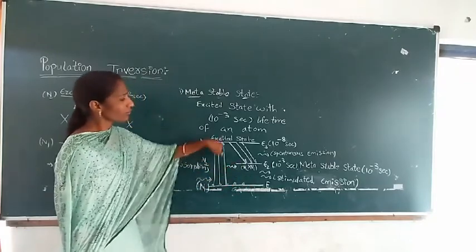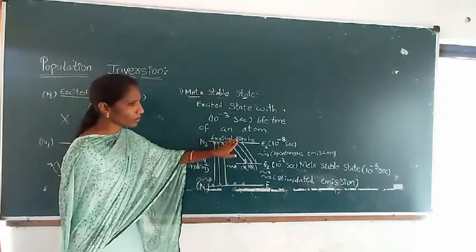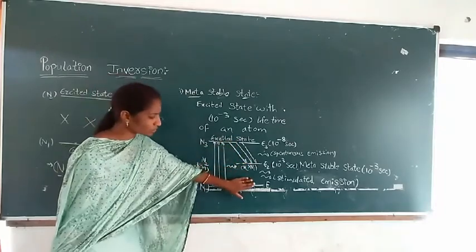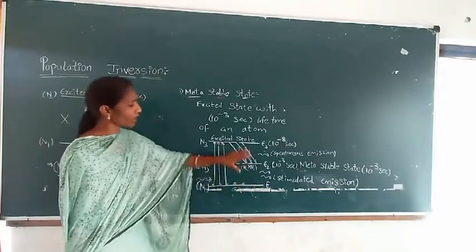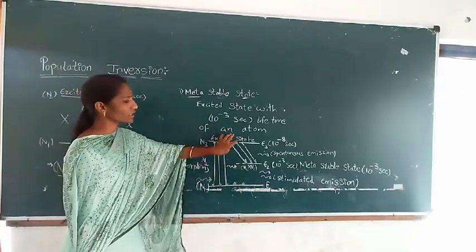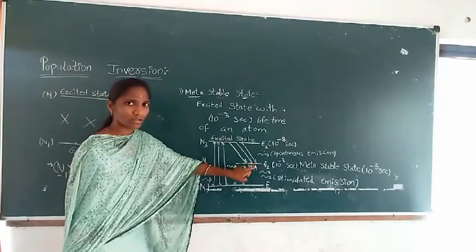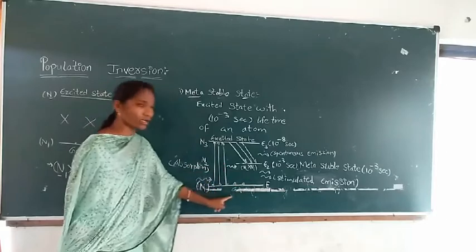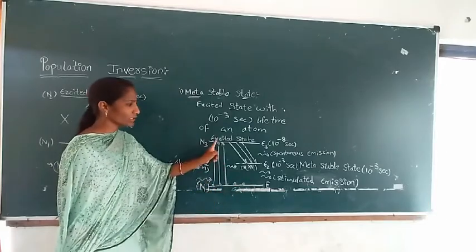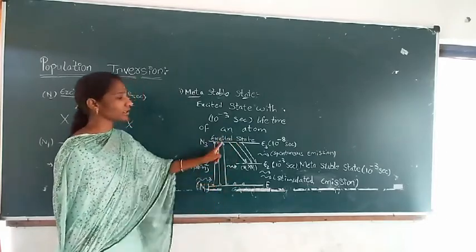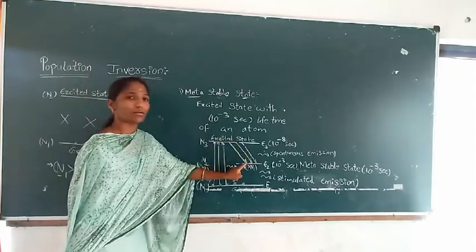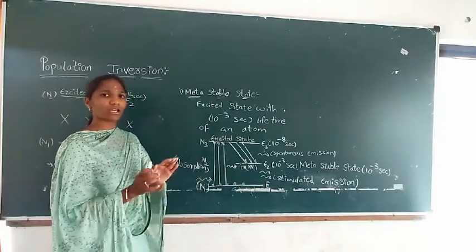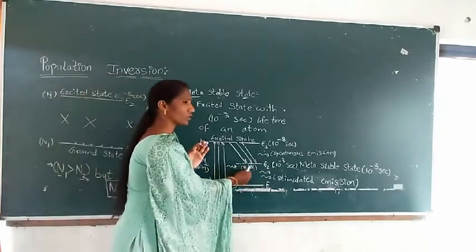Again, from the excited state, all the molecules are going to reach the metastable state. What happens? Almost the ground state will be empty and the molecules from the excited state are moving towards the metastable state. So assume the condition: the ground state is going to be null and all the excited atoms are going to reside in the metastable state. So then we can achieve the condition of N2 greater than N1.